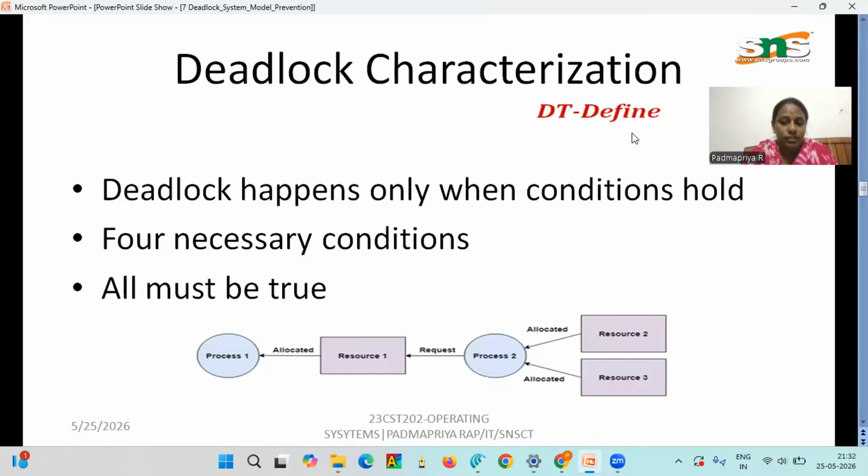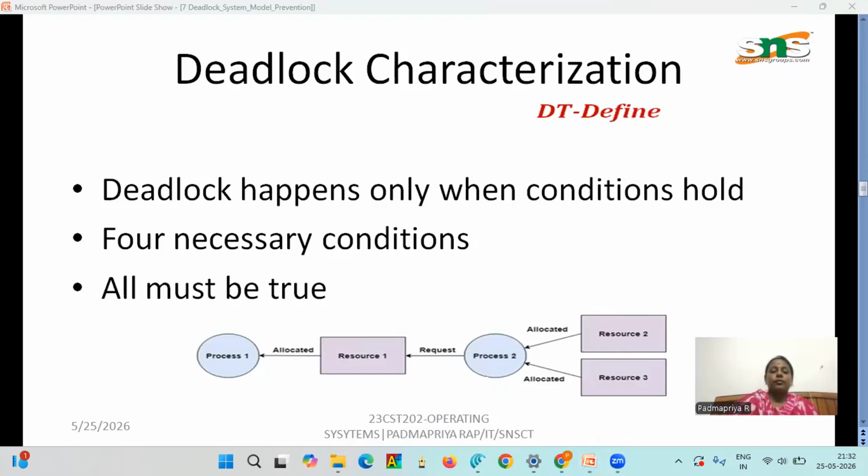Deadlock happens only when four necessary conditions hold. For deadlock to happen, all must be true. Once deadlock has occurred, all these conditions must be true. We have already seen an example. Resource one is allocated to process one, and process two requests resource one. Until process one releases resource one, process two cannot access resource one. In that case, this is the deadlock.